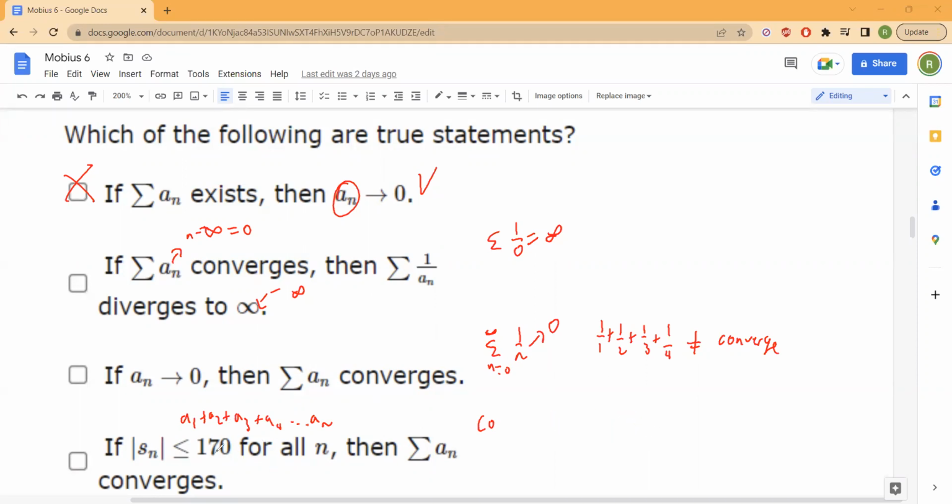The same thing can happen to Sn, where, for instance, even though it's always smaller than 170, it could go 170, 160, 170, 160, and then it still doesn't converge. So even though the partial sum is always going to be smaller than 170, that doesn't mean it converges to one singular number. That's why that one would be false.